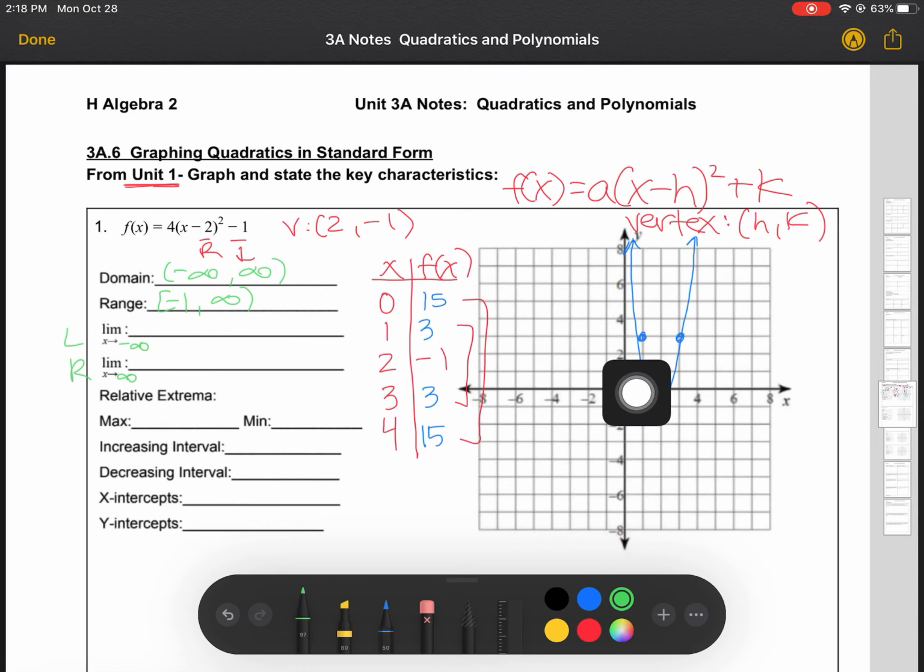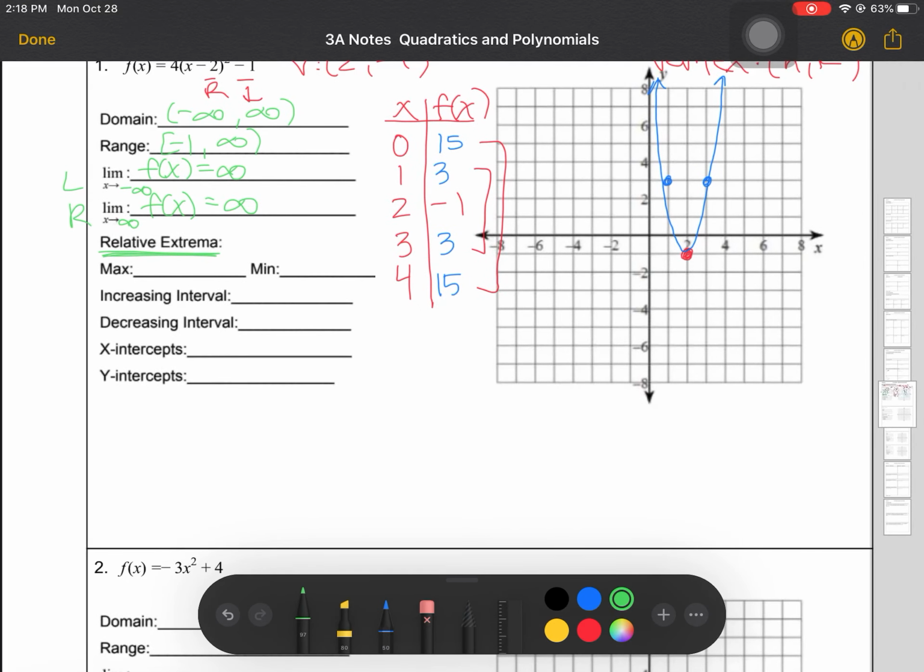On the left side of my graph, it's going to keep going up forever, so it's f of x equals infinity. On the right side of my graph, it's also going up forever. So our limits on this one match. That's not always the case. We have added a new line to this one, and this one is called your relative extrema. What relative extrema means, I'm going to write this down below, is a local high or low point.